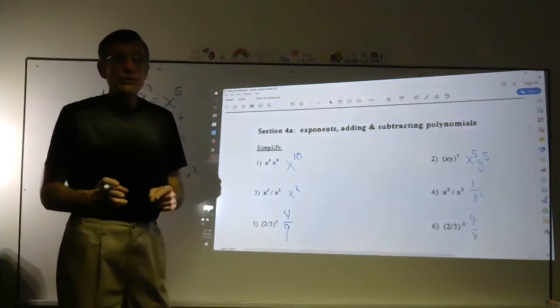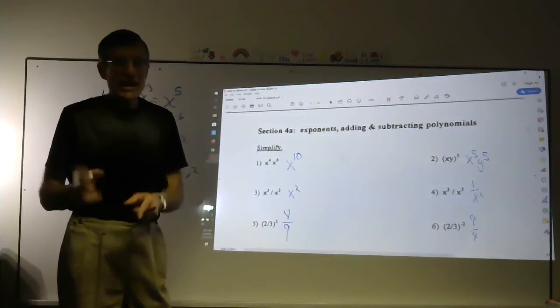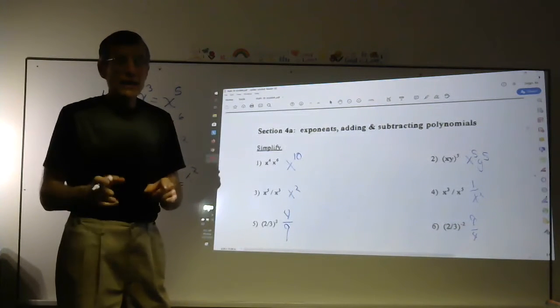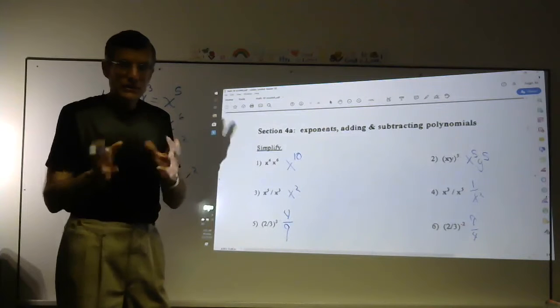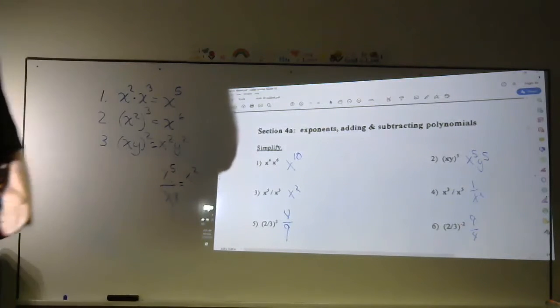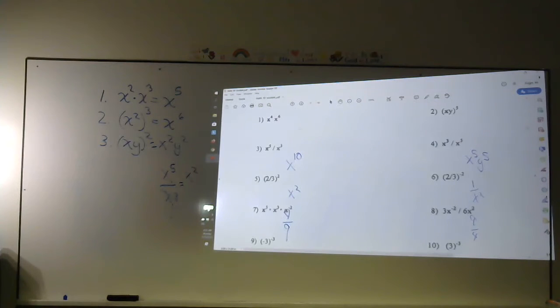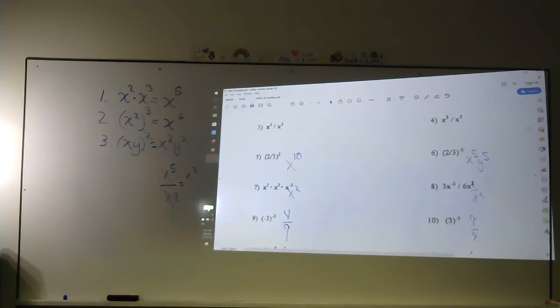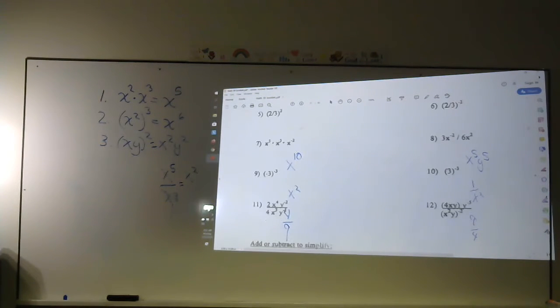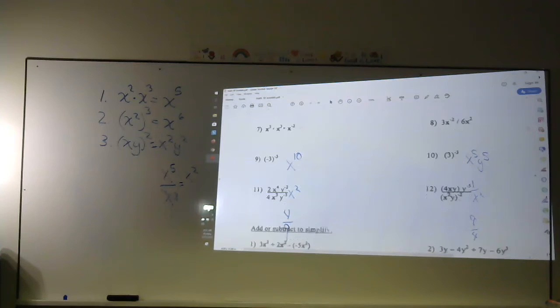Negative exponents don't make your answer negative. Negative exponents flip it. Okay? Negative exponents flip it. All right. Let's go on down here to some more.